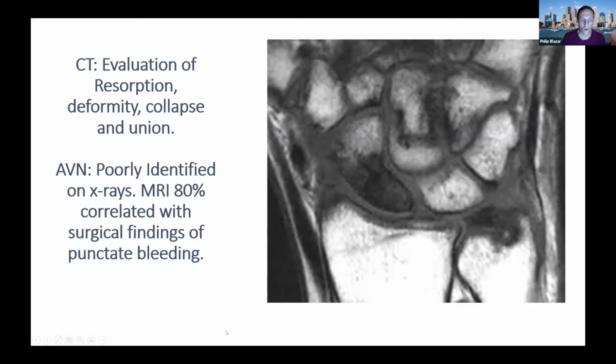Unfortunately, the more you drill down into MR, which I think is in many ways utilized to assess for vascularity, the correlation between MR findings and the surgical findings of punctate bleeding and the histologic findings of avascular necrosis is really not what one would hope for in terms of accuracy. And so a word of caution on interpreting avascular necrosis on MR. And thank you.